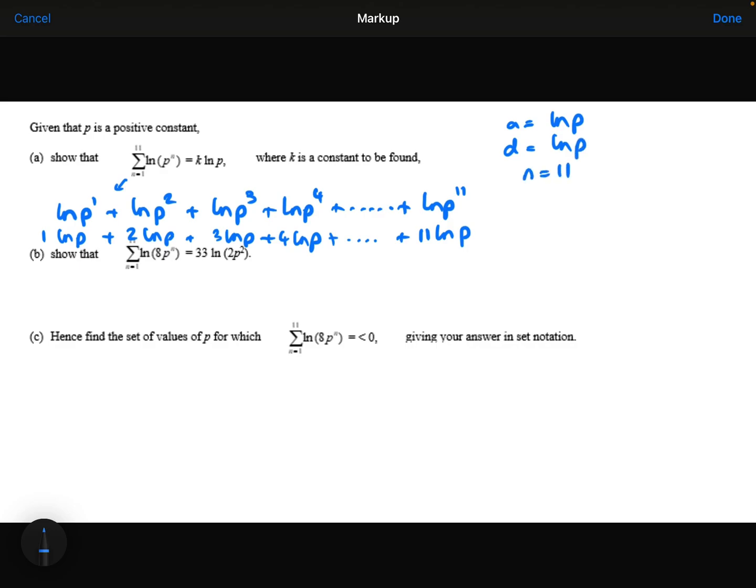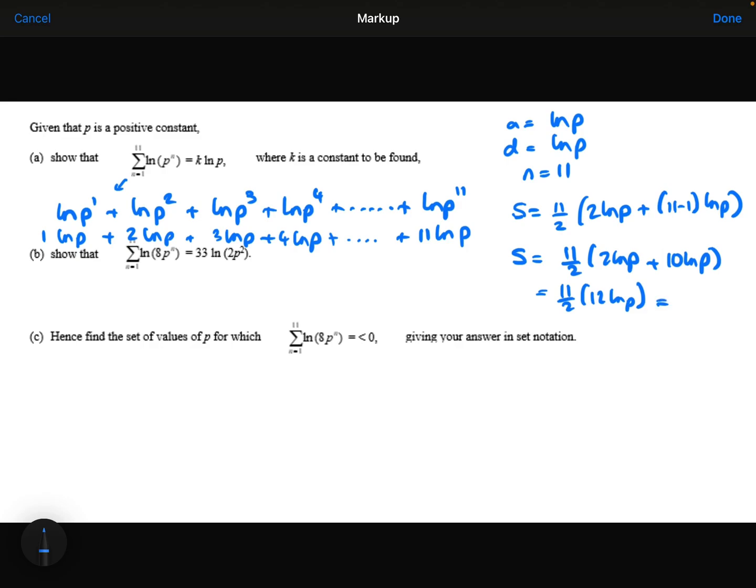So using the sum formula for this, I've got n over 2 times 2a plus n minus 1 times d, which gives 66 ln p. So that's my answer for the first part of this question.